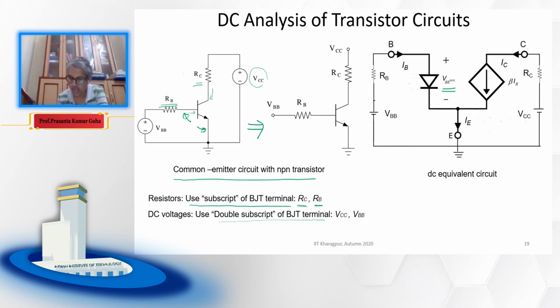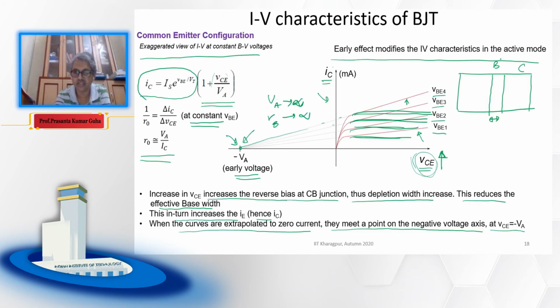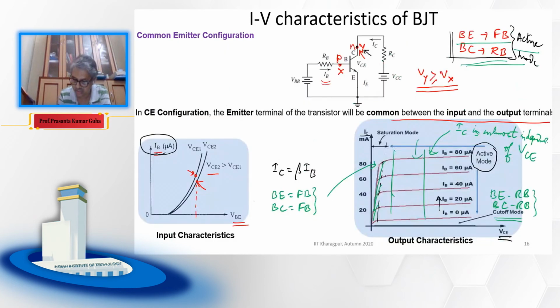And what about the collector emitter junction? This collector emitter junction can be replaced by a constant current source, which is beta IB. IC is equal to beta IB, right? And as we mentioned, this is a constant current source. In the forward active region or active mode, the transistor can be assumed as a constant current source. So that is exactly what we have done here.